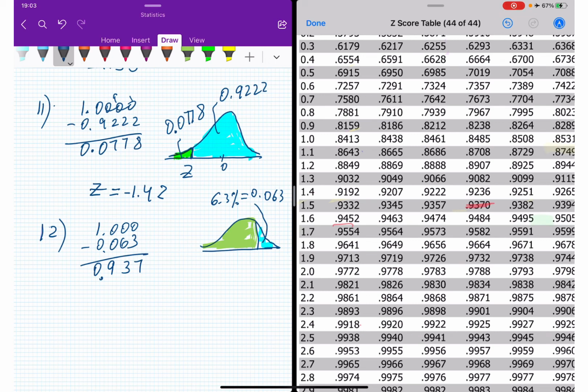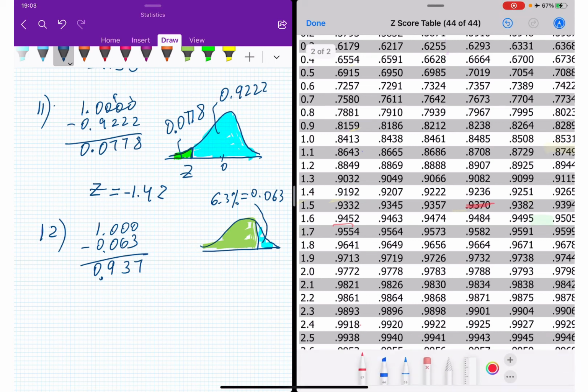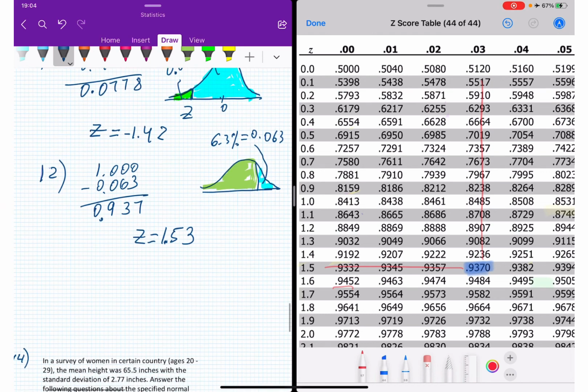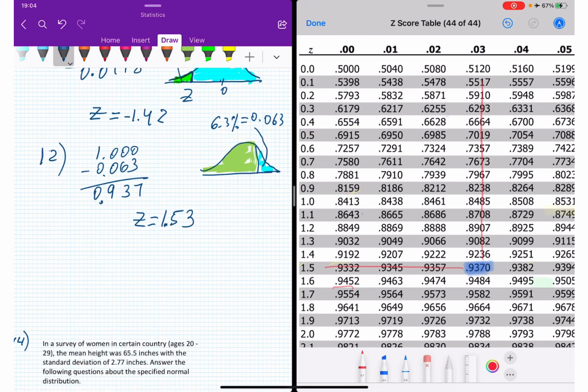This is, let me clean this. 0.937, which is going to be 1.5. Z-score is equal to 1.5. Let's go vertically up and 1.53. Okay, we have it. 1.53. Question number 13.